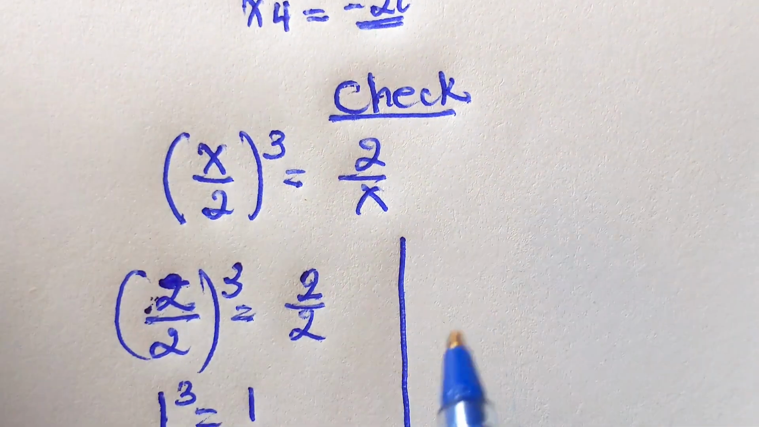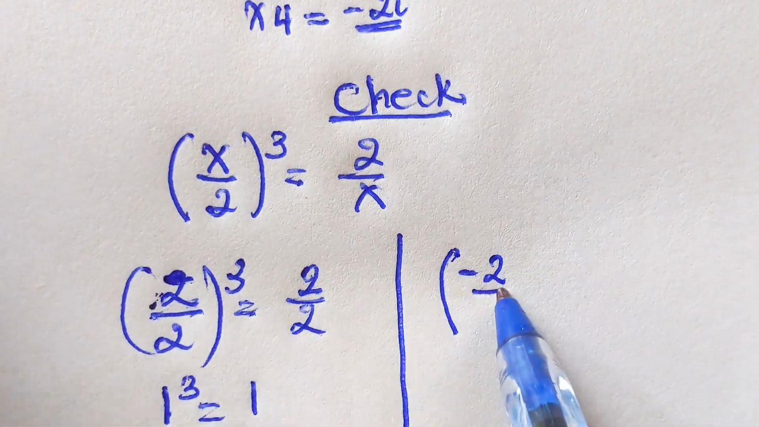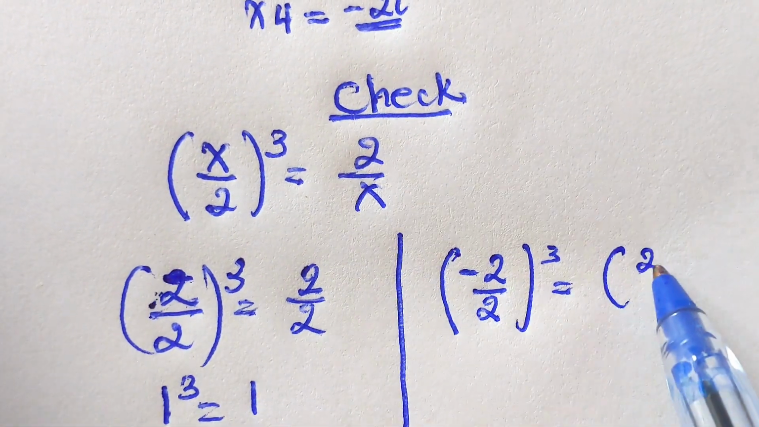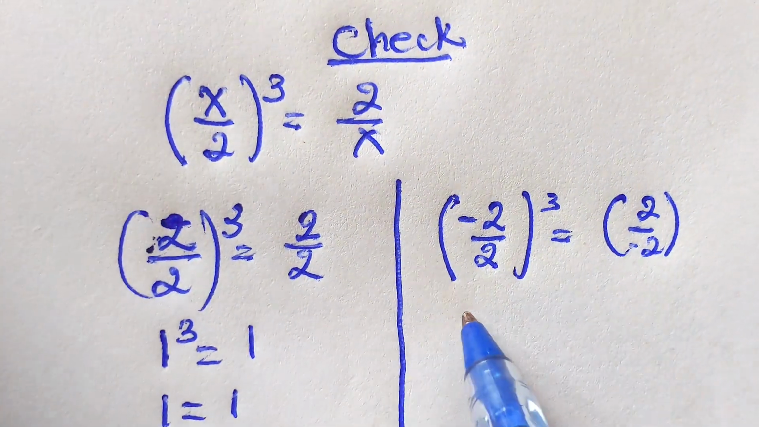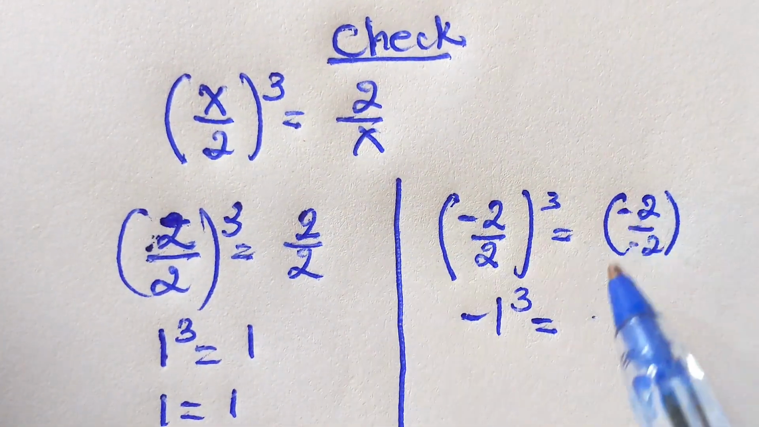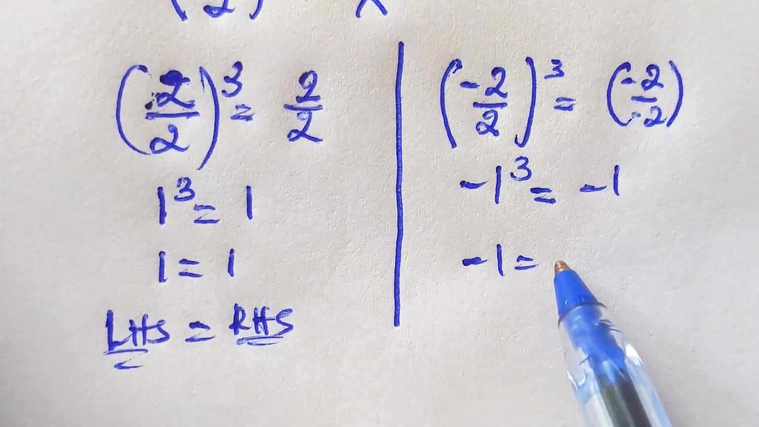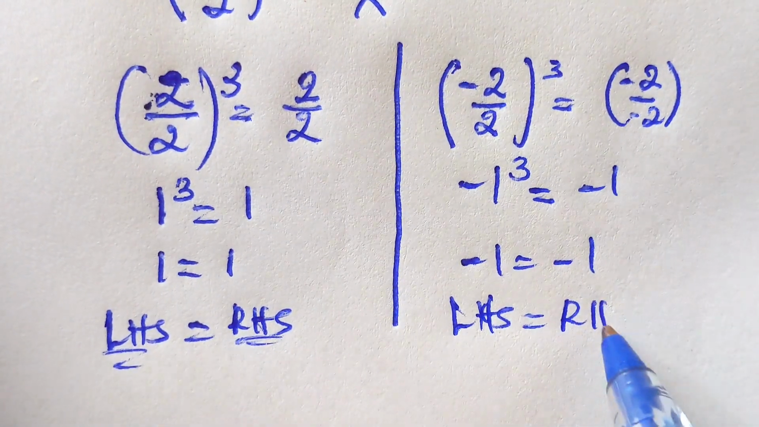Now let's come to the other one. We have negative 2 over 2 raised to the power 3 equals 2 over negative 2. And of course this will be negative 1 to the power of 3 equals negative 1. And of course this is negative 1, which equals negative 1, and left hand side equals right hand side.